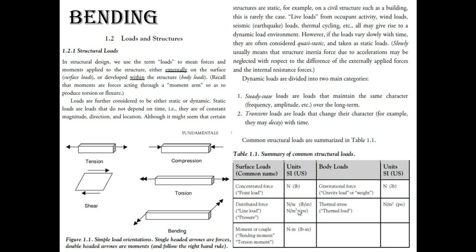Otherwise, it's Newton per meter, you treat it as distributed force. Then you go for the moment of the couple. The moment of the couple is the bending moment or the torsion moment, so it will be Newton meter. You know the unit for a moment or a couple will always be Newton meter or pound inch. You can also call it the bending moment.